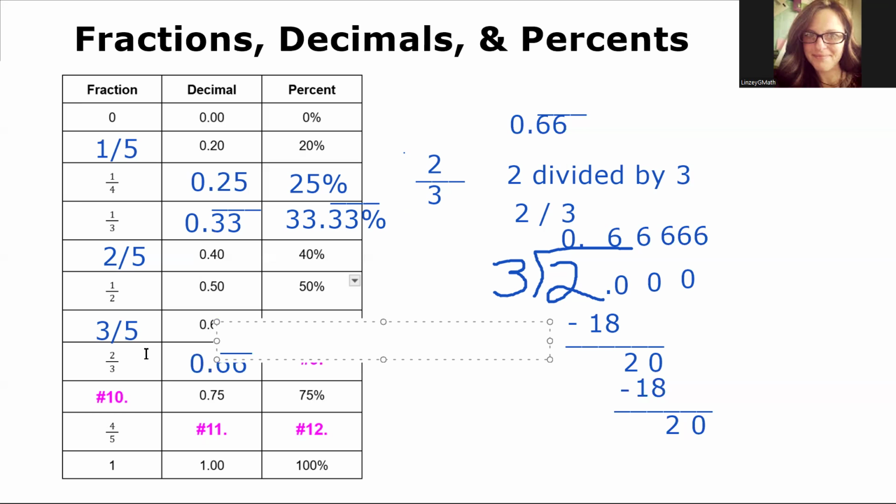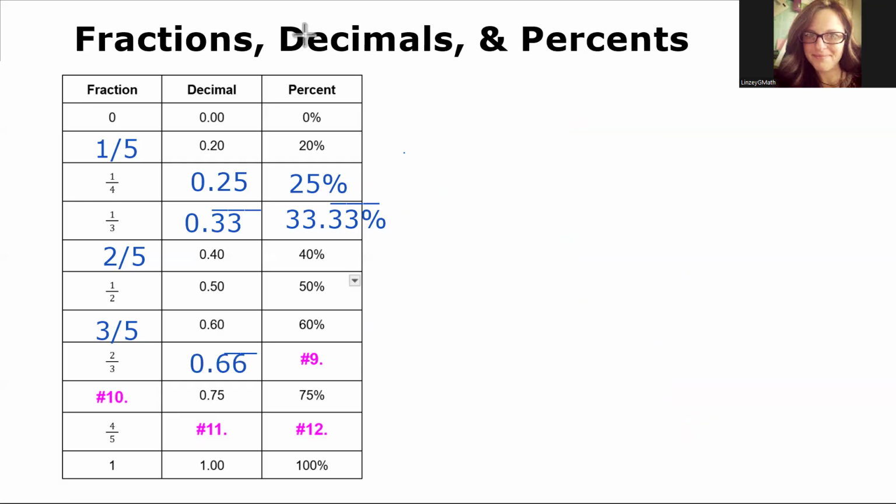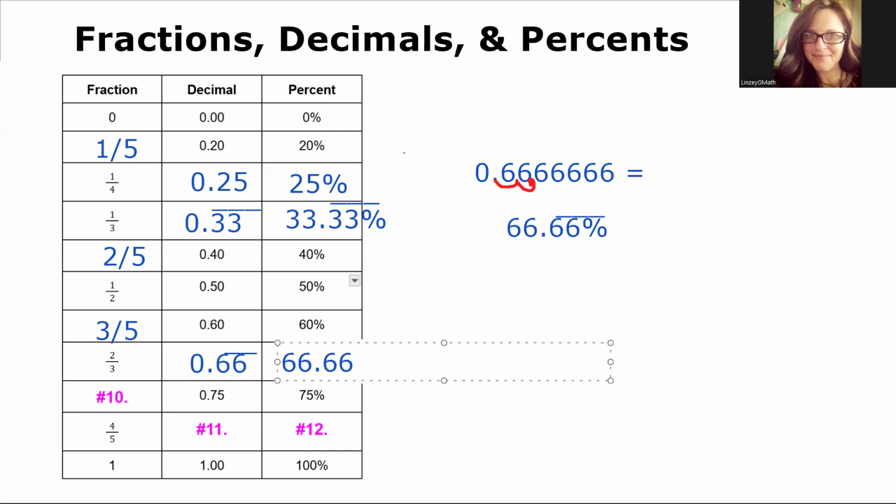And then we'll change that into a percent. We'll multiply by 100. Let me write this out so that you can see it. 0.6 repeating as a percent. We'll multiply by 100, moving the decimal 2 times to the right. So we end up with 66.66 repeating percent. Many times you'll see that rounded to 67%. But I'm going to put the more exact value.